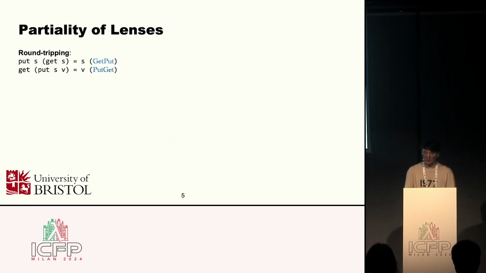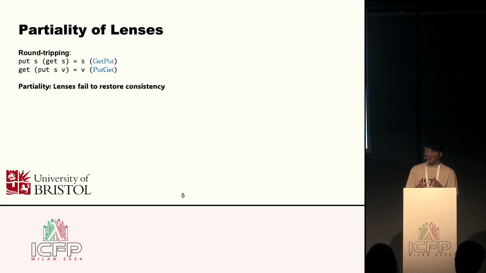Despite being compositional, lenses are often partially defined. In this context, the term partiality links to round-tripping properties, which is a strong requirement to the put component as it needs to handle arbitrary view changes. A lens is partial when its put component cannot successfully restore consistency for certain inputs, even if the get and put functions themselves are total.